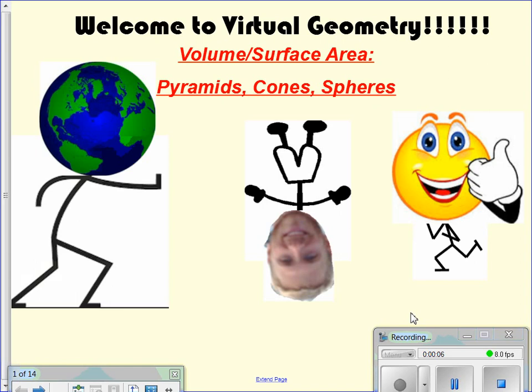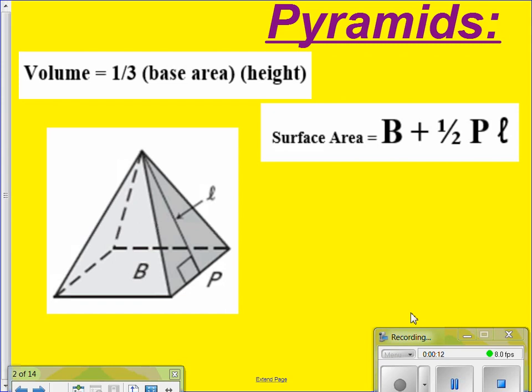Today we're talking about pyramids, cones, and spheres, so we're still talking about 3D shapes, specifically some surface area and volume with them. So, first one we're going to tackle are the pyramids. Pyramids, for the volume, it's real simple. It goes off of our prism formula. The only difference is the fact that it's 1/3 of the base area times the height. So you'll see this written sometimes as 1/3 big B times H, right?